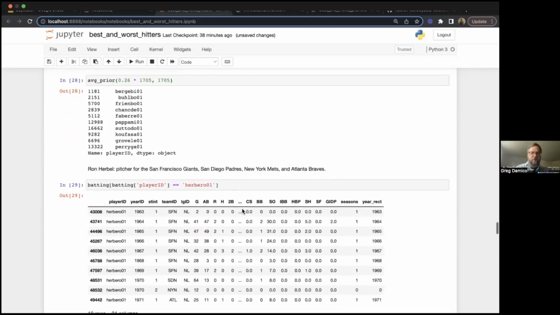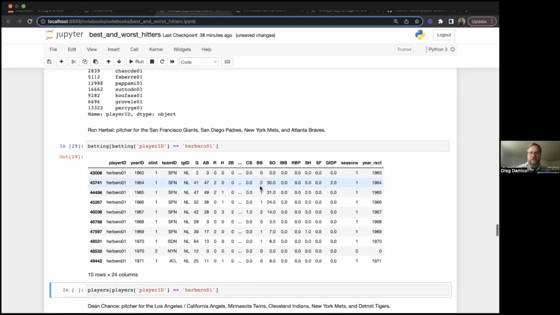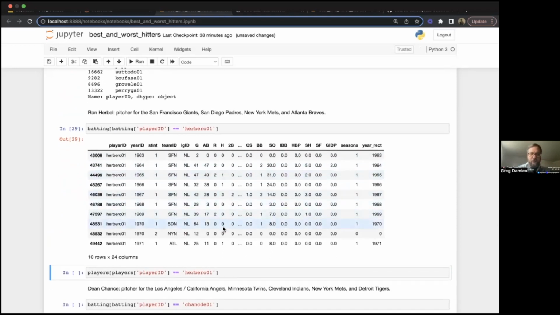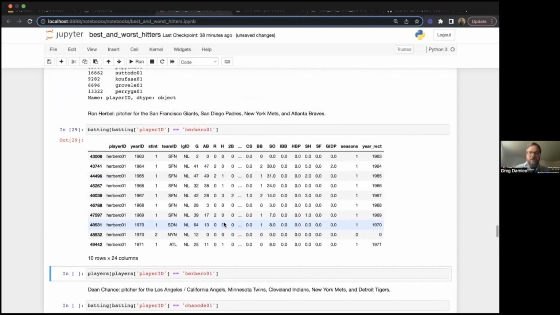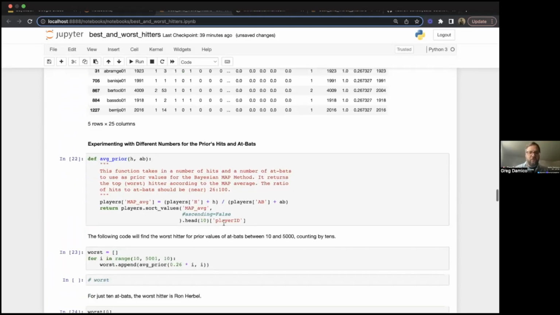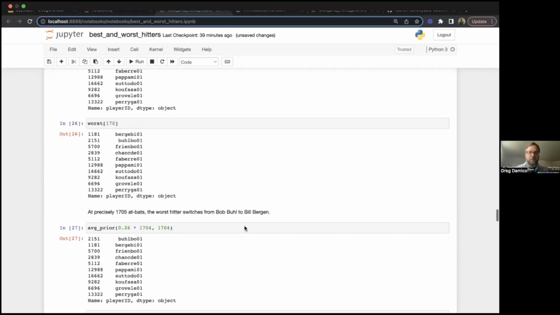Here is what Ron Herbel's career looks like. You know, not a lot of action here, but in 1964, he went 0 for 47. In 1965, he went 1 for 49. Right? It's pretty bad. Here he went 0 for 64. Now, you know, is he the worst hitter of all time? Well, probably not, because he was only the worst when we had this really small number of at-bats to start with.